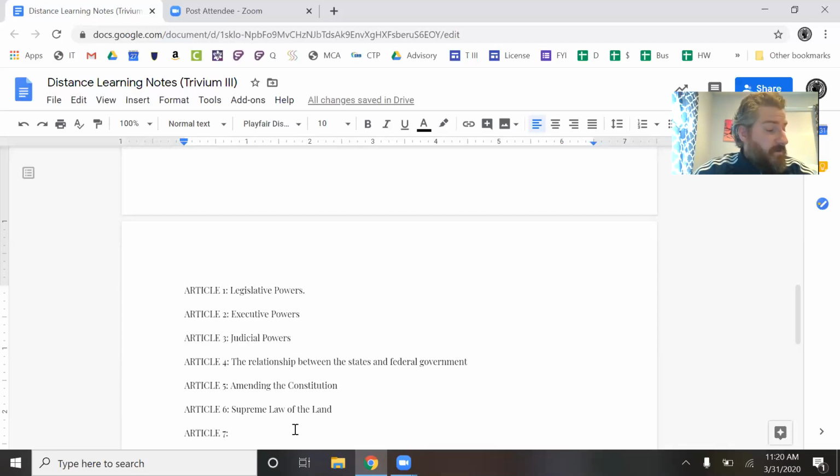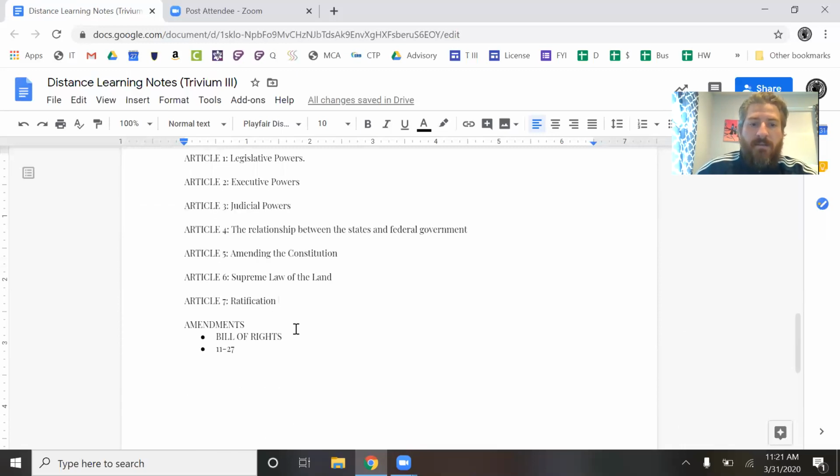Finally, the 7th article is ratification. Ratification means approval or voting for it. And so in this article, they talk about how at the time we had 13 states, 9 of them had to approve it before it became law.